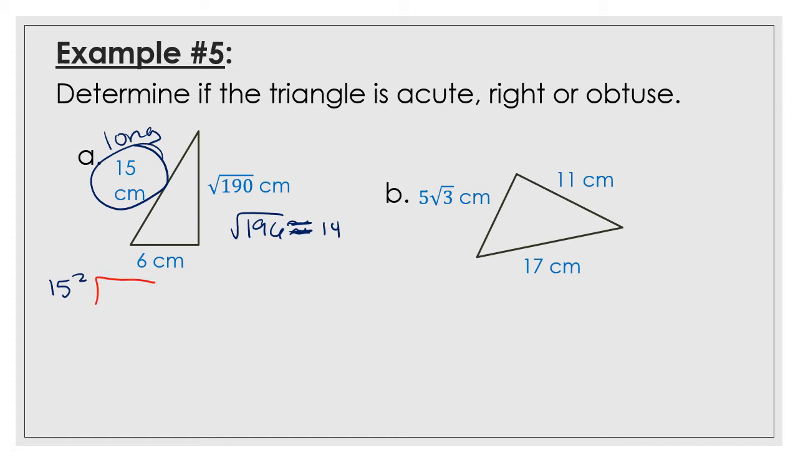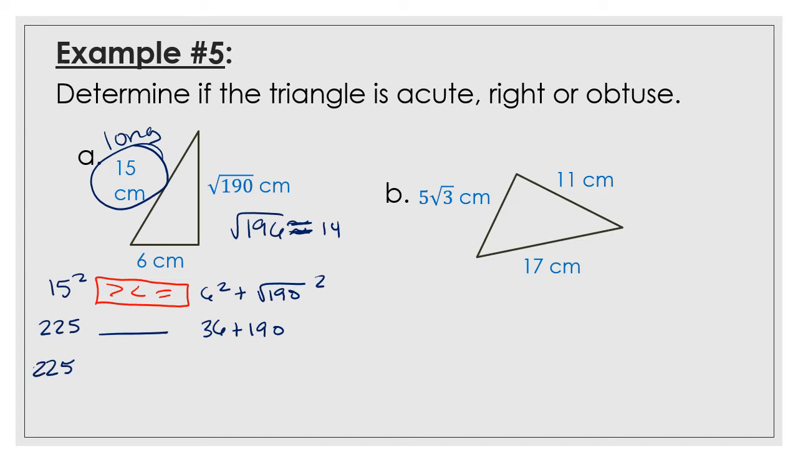Then I have to determine, is this greater than, less than, or equal to 6 squared plus the square root of 190 squared. If you've learned those perfect squares, this is so much easier. I really don't want you to get out your calculator. The square root of 190 squared, remember those are inverse operations and they cancel each other out, leaving you with 190. So if I take 36 plus 190, this is going to be 226.